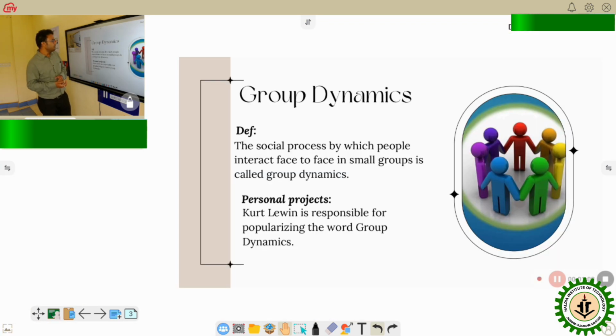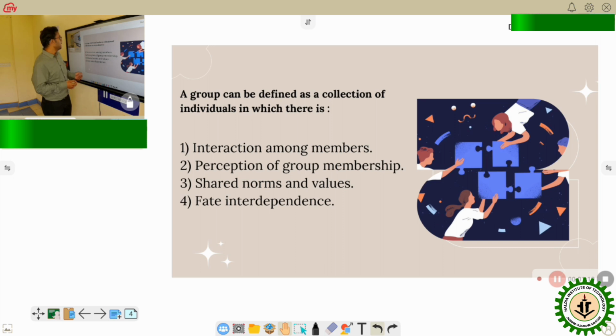So what is group dynamics? The social process by which people interact with each other face to face in small groups, that is called group dynamics. Kurt Lewin is the first person who popularized this topic, that is group dynamics. A group can be defined as a collection of individuals in which there are different features.